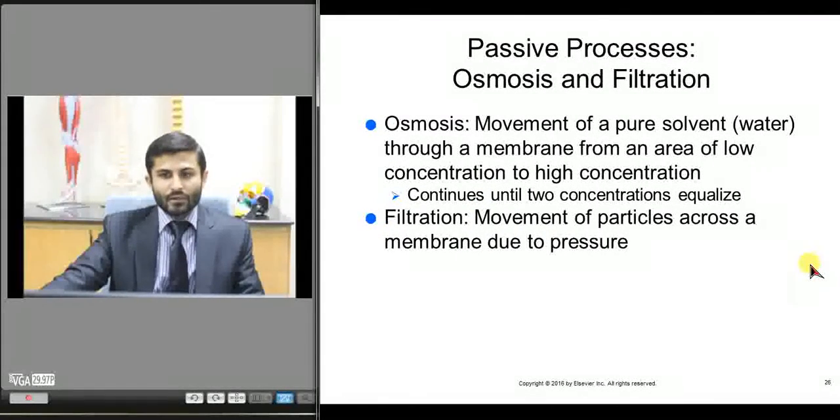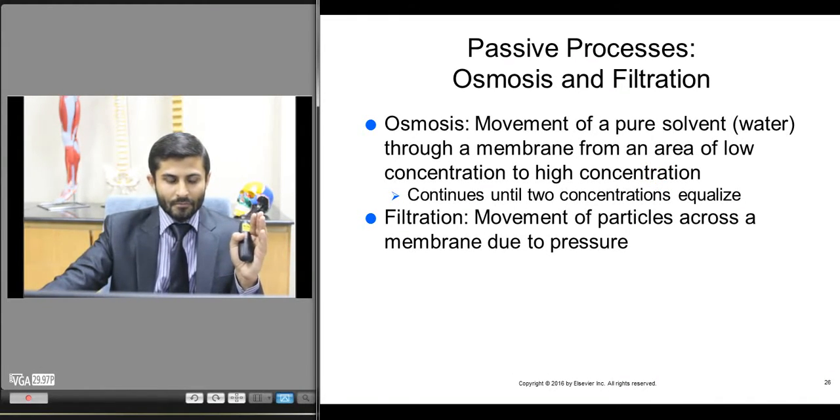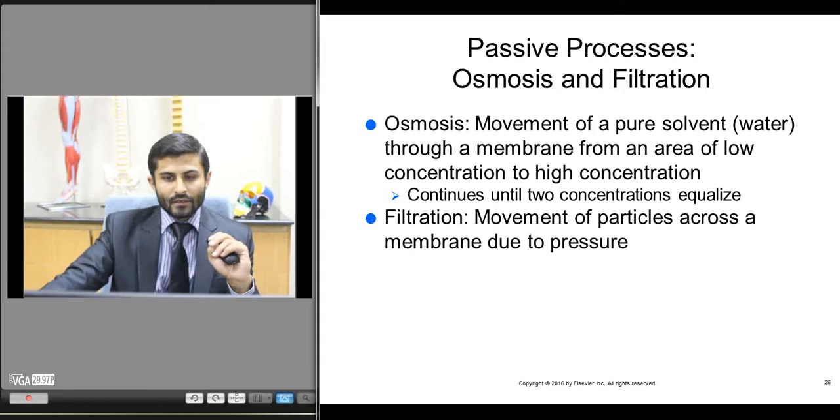Passive processes, osmosis and filtration. Osmosis is the movement of a pure solvent, that is water, through a membrane from an area of low concentration to high concentration. And this concentration is basically of some molecule. So the content of water will be less on one side and more on the other side. So what will happen is that the water will try to be equally distributed on both sides of the membrane. It continues until the two concentrations equalize.